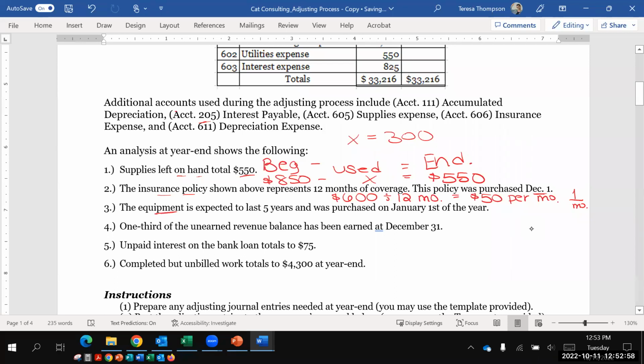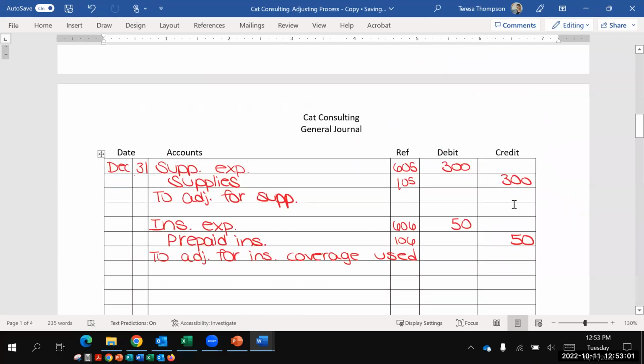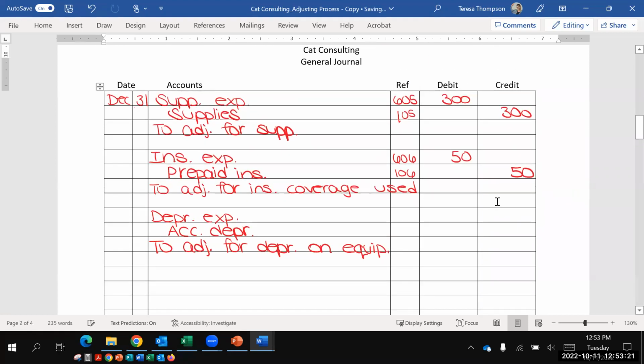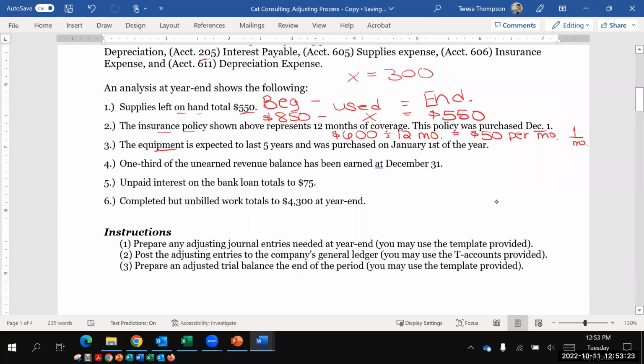Equipment. I'm just going to put my accounts down. As soon as I see equipment and I'm at the end of the period, I know these are my accounts. Depreciation expense and accumulated depreciation. Now we'll solve for it. Okay, so we remember our formula, cost divided by life. Okay, cost divided by life. It's going to last 5 years. 5 years. Let's figure out the cost.